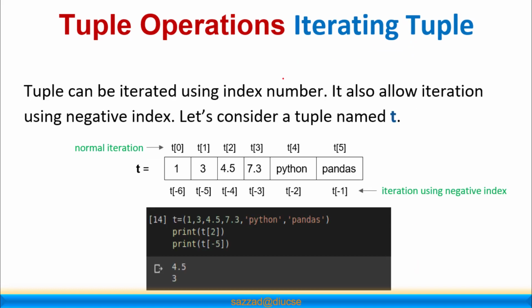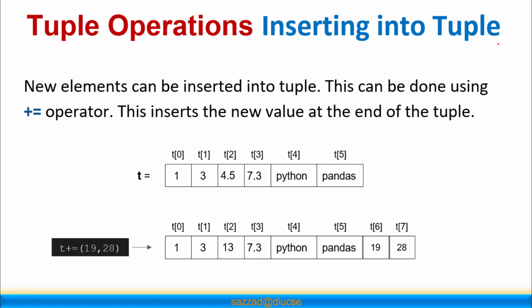Tuple operation, iterating tuple. A tuple can be iterated using index number. It also allows iteration using negative index. So let's consider a tuple named t. There are 6 elements in the tuple, and the indexing, you can see, is similar to what we have seen in list. For normal indexing it starts with zero, and for negative indexing it starts from the right side with 1 and gradually moves to the left side. So in exactly a similar way we can access any element of a tuple by using a negative as well as a positive index.